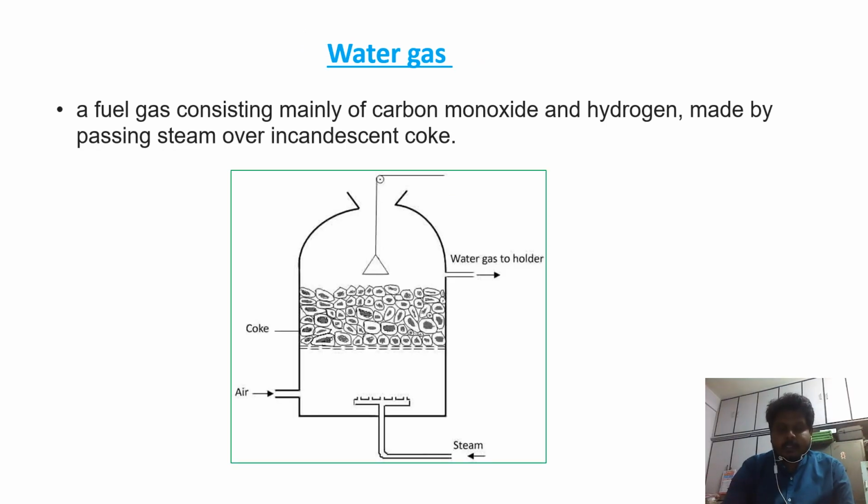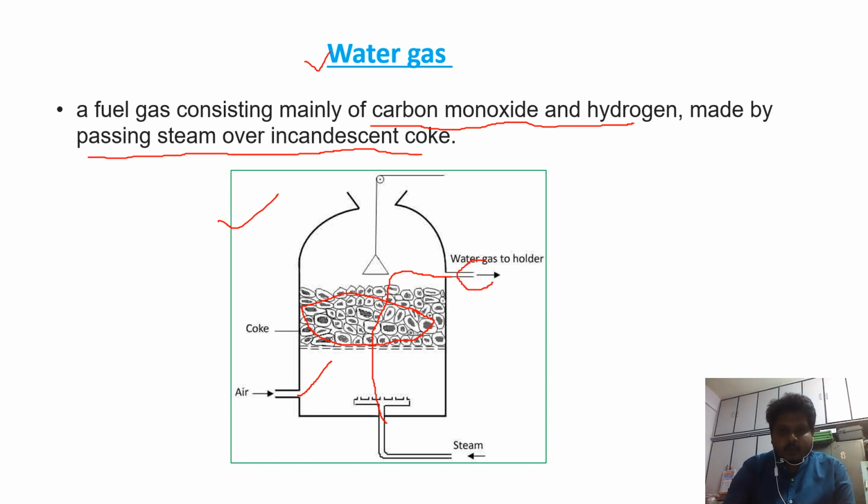The other type of gaseous fuel is water gas. This gas consists of carbon monoxide and hydrogen, and it is made by passing steam over incandescent coke. As you can see in this figure, this is the coke. Over the coke, air and steam will flow, and after flowing over the coke we will get the water gas. Here, through this holder, they collect the water gas.